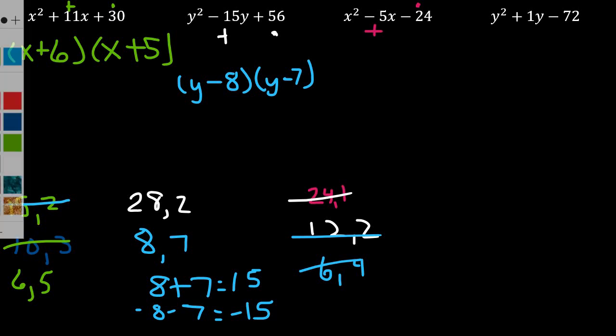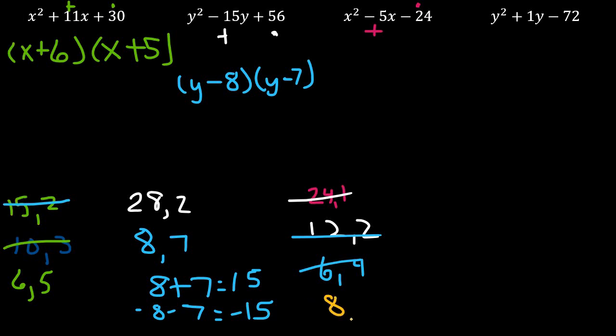The last one I can think of is 8 and 3. 8 times 3 is 24, which means one of these needs to be negative. If you guess wrong, that's okay. If we try 8 and negative 3, 8 minus 3 is a positive 5, and we want it to be a negative 5.